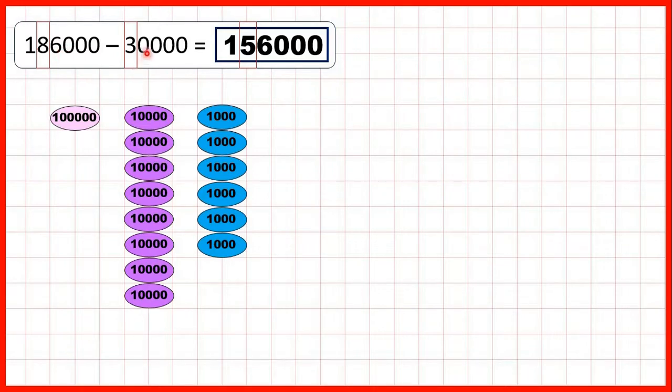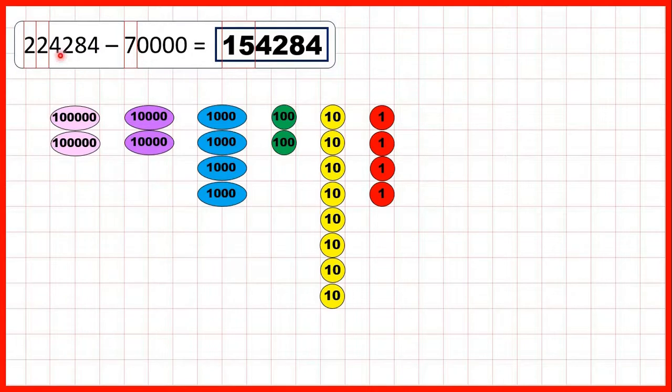So if we look back to this first question, we can use place value counters to represent the number 186,000. Now because we're subtracting 30,000s, we need to subtract 3 10,000s, and when we do that, we can see that we have 5 10,000s, and then the other place value counters have stayed the same, so that's 156,000.